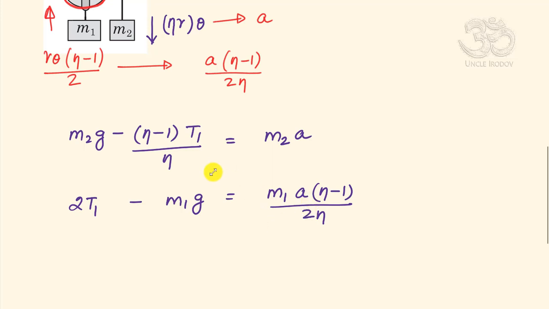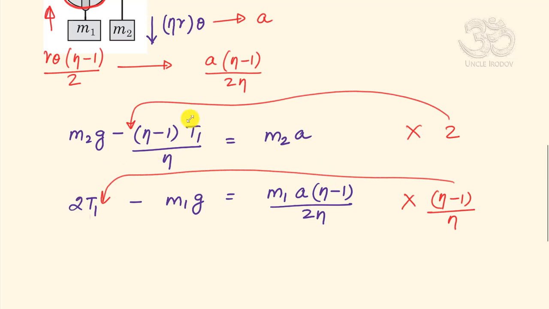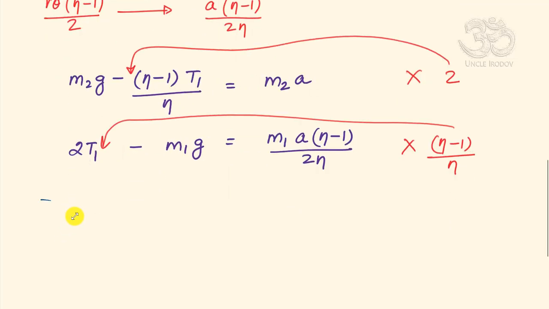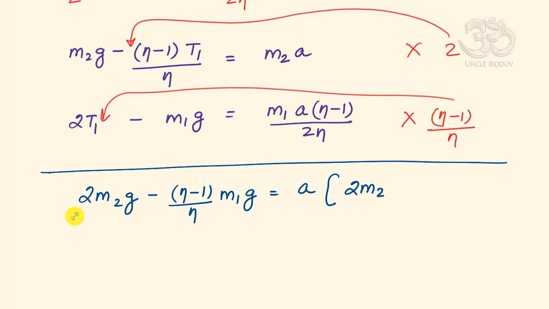I think one way of solving this system of equations will be to multiply the top one by 2 so that the 2 will go here as a coefficient of t1, and multiply the bottom equation by eta minus 1 divided by eta, which will go as the coefficient of t1 here, and then add them up so that the t1 term will cancel out. And the terms that are remaining, 2m2g minus eta minus 1 by eta into m1g is equal to a times 2m2 plus eta minus 1 by eta minus 1 square by eta square, and there is also 2 in the denominator, into m1, all that expression. So then you just have to find the LCMs on either side and take everything on one side.